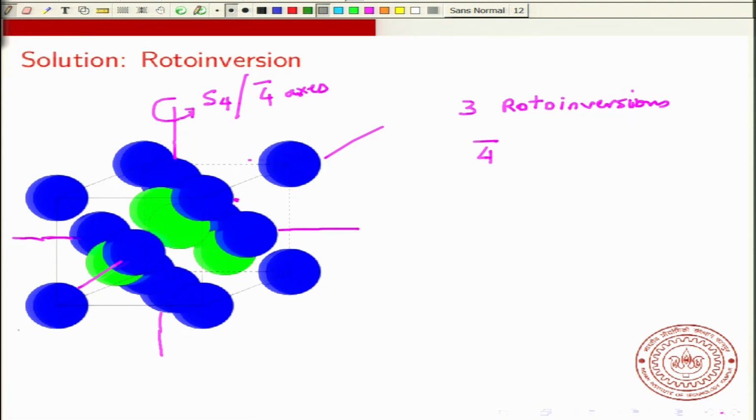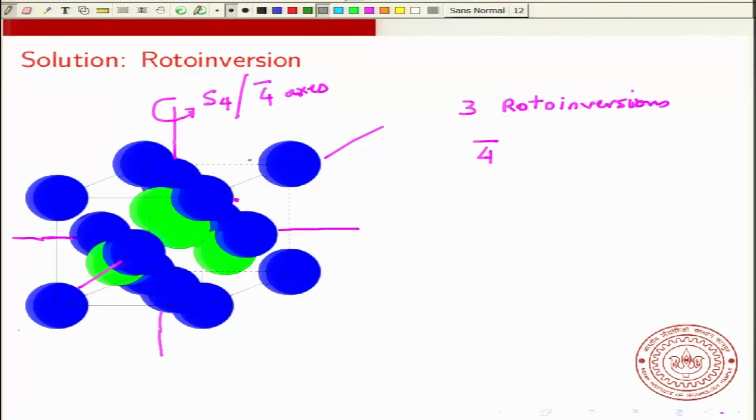So with that we have completed the identification of all the point symmetry elements and all the point symmetry operations of the diamond lattice. And this concludes our discussion on point symmetry elements, and it concludes week 3 of this course.